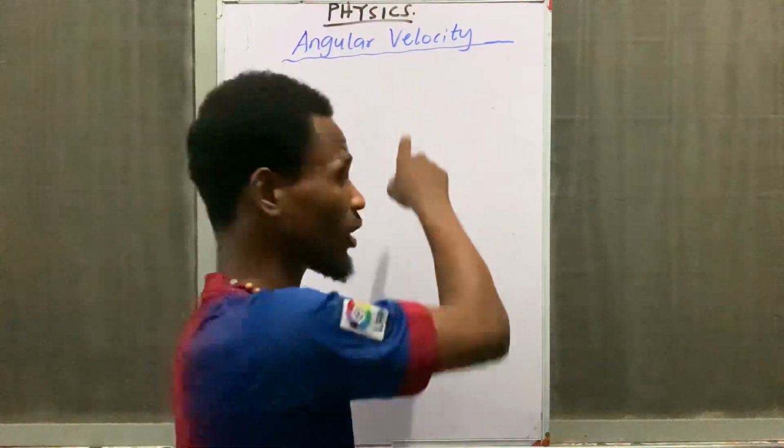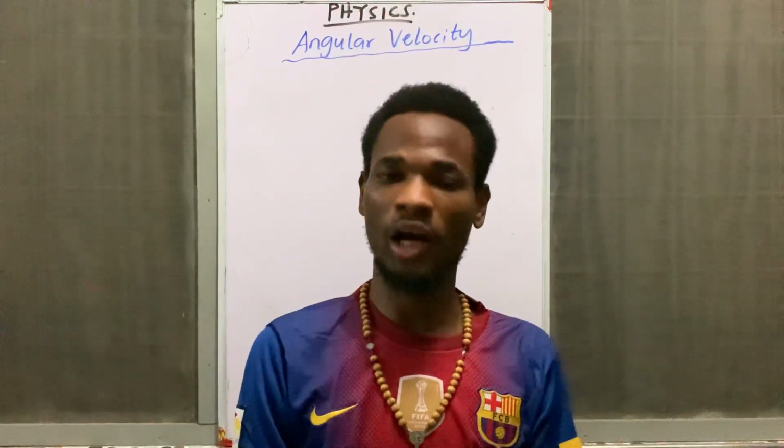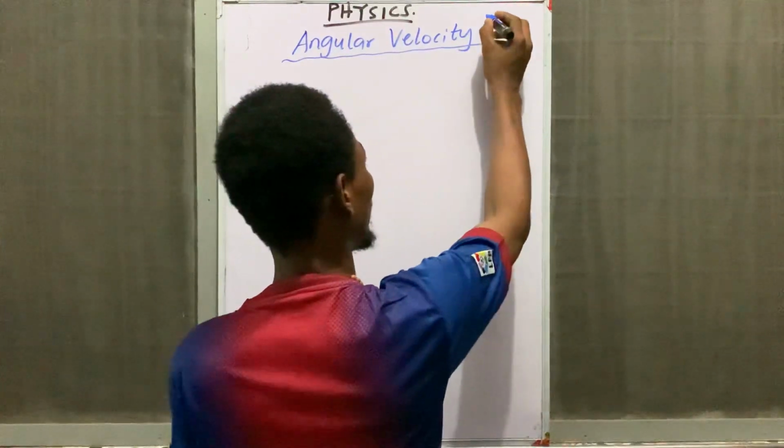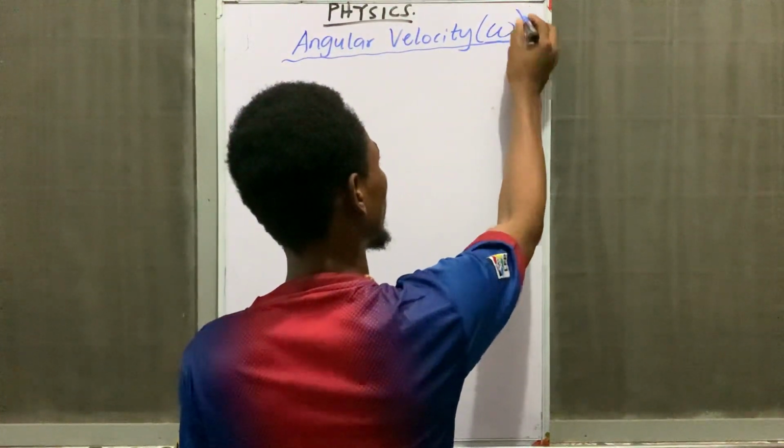Today we are going to consider angular velocity, and angular velocity is represented by the symbol omega. So this is the symbol for the omega.